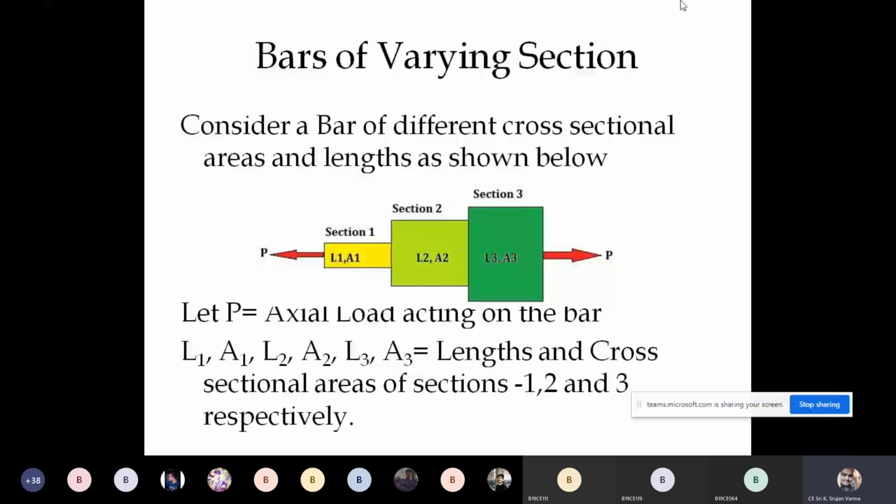Section number 1, its length is L1 and cross sectional area is A1. Section number 2, its length is L2 and cross sectional area is A2. Section number 3, its length is L3 and cross sectional area is A3.